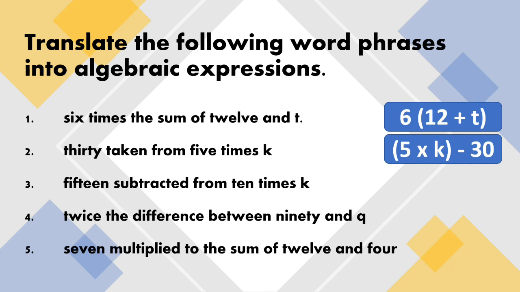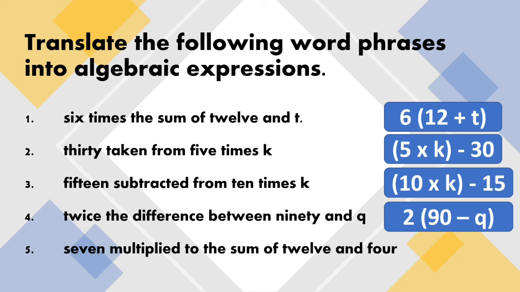Number 3, 15 subtracted from 10 times k. Very good. It's the quantity 10 times k minus 15. How about number 4? Twice the difference between 90 and q. Very good. The answer is 2 multiplied by the quantity 90 minus q. The last one is 7 multiplied to the sum of 12 and 4. Let me see your answer. The answer is 7 multiplied by the quantity 12 plus 4.